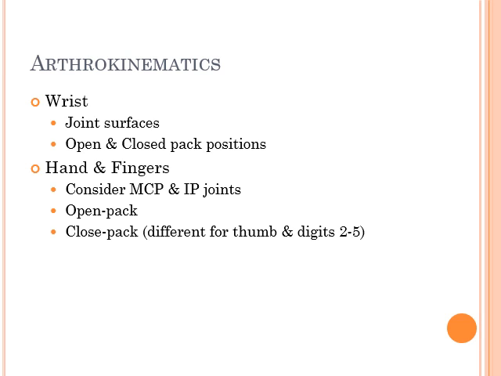Okay, and then for the MCP of digits 2 through 5, the closed pack position is flexion, which we actually already talked about on the previous slide. Okay, so make sure you have all of your open and closed pack positions for all of the joint surfaces at the wrist, hand, and fingers.